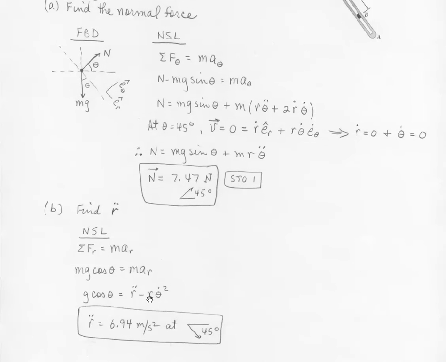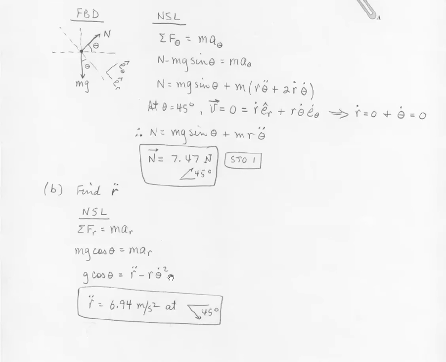But a sub r is equal to r double dot minus r theta dot squared. But you remember from before, theta dot was equal to 0 right here at that 45 degrees, and so we get that r double dot is 6.94 meters per second squared, and it's at a 45 degree angle there.